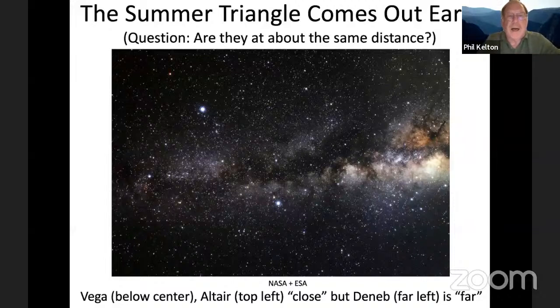Now the question at the top, and I often pose this when I'm doing a star party, I tell people once they see the summer triangle, I say, do you think they're about the same distance? And of course, because they're similar brightness, people often think, yeah, they're probably about the same distance, but they think it's probably a trick question or I wouldn't ask it, right? And so it turns out that two of those stars are very close and one is quite far.